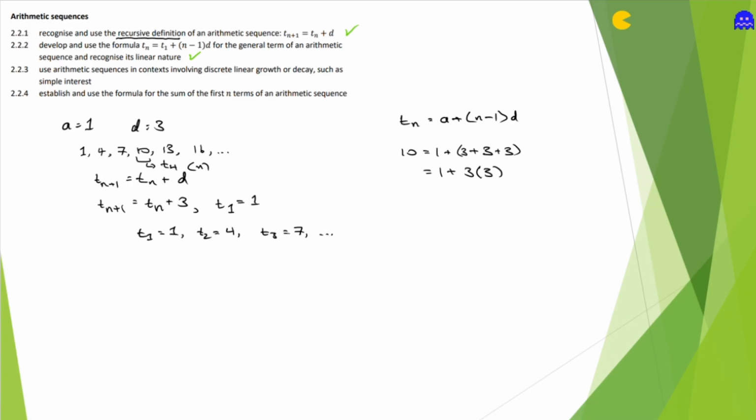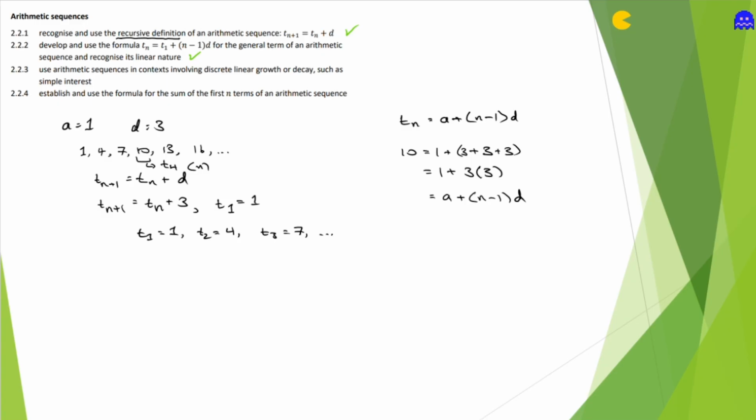And so in terms of defining what our t4 equals 10 term is, we're defining that as our first term a, which is 1, plus (n minus 1), where n is 4, so n minus 1 is 3, times our difference d. And so this is us representing 10 as our general term in terms of our initial term a and our difference d.